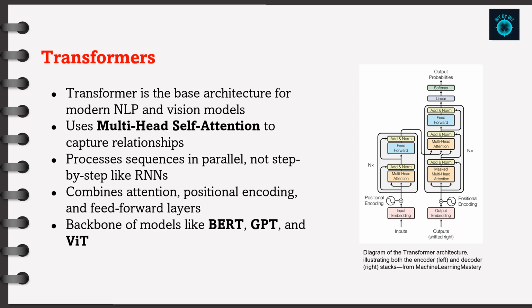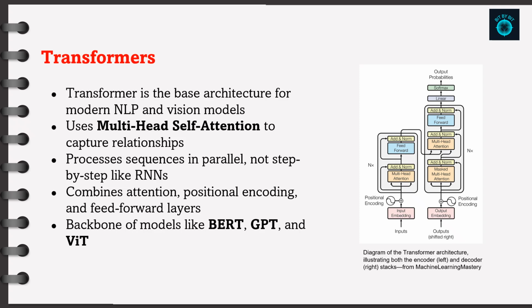To help the model understand the order of the words, transformers also add positional encodings. These are learned or fixed vectors that tell the model where each token is in the sequence. Then, after computing attention, the model passes the result through a feed-forward neural network, which learns richer representations. All of this, attention, position, and feed-forward processing, happens inside each transformer block.